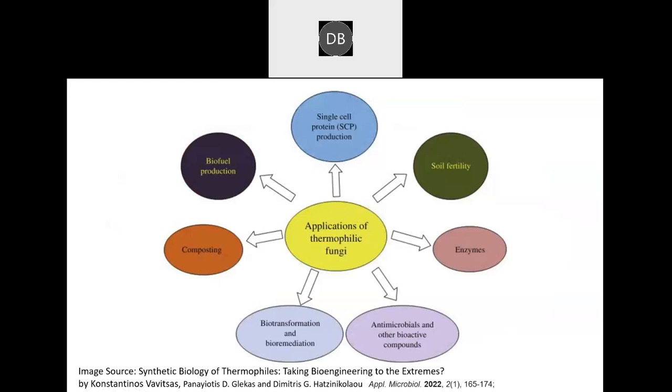Then coming to the applications of thermophilic fungi, how these thermophilic fungi are important.